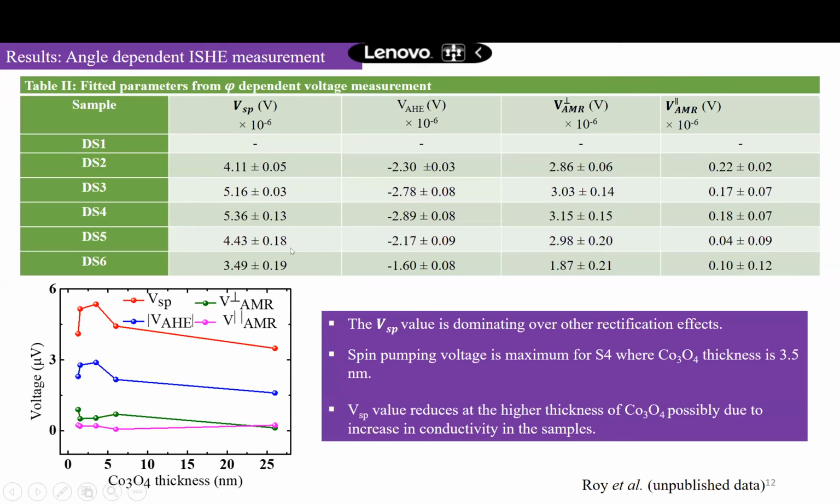For all the samples, we did this angle dependent ISHE measurement and extracted all the fitting parameters, which are shown in this table, and we have also plotted these values in this figure. From the figure, we can clearly see the red spheres, which signify that the spin pumping contribution dominates over the other rectification components. So spin pumping is dominating in our samples.